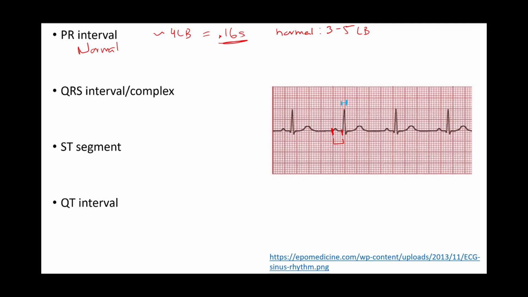And if you look closely here, this is just below 3 boxes. I would say this is about 2 boxes long. So here it's about 2 little boxes long, which is equal to 0.08 seconds. And again, this is normal.